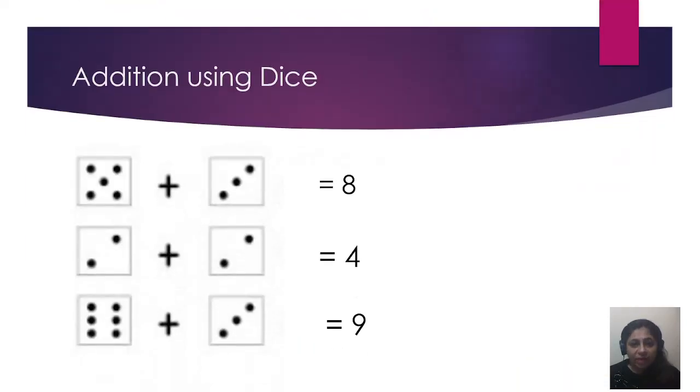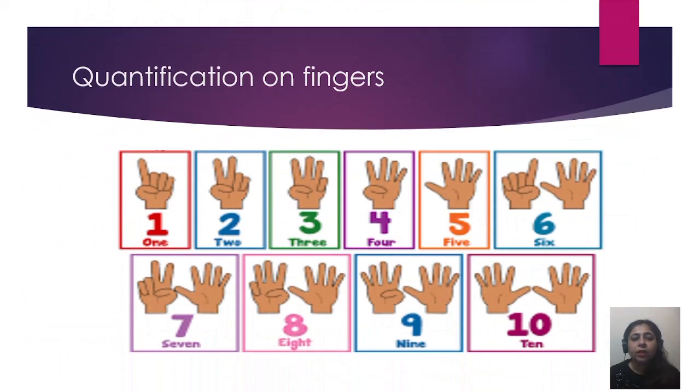There is one very interesting way of introducing addition to the children, that is addition using dice. Take 2 dice, keep the dice with you and ask the child to roll the dice. Whatever numbers come on the dice, let them count the number of dots and write the answer on the sheet. You can prepare a small sheet, maybe with numbers or maybe with dice like these, and you can give it to the child to count.